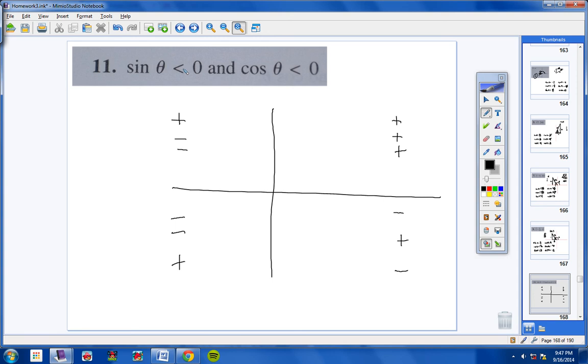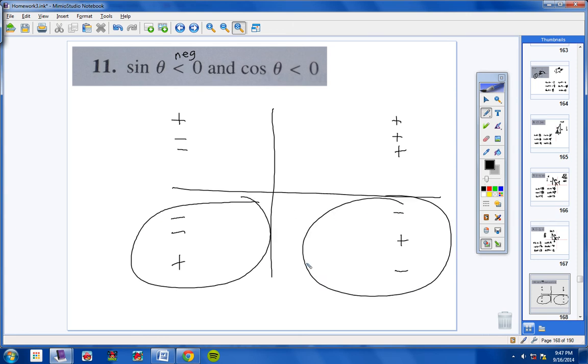Now, okay, first of all, the first clue they give us is sine of theta is less than 0. In other words, when you take the sine of theta, it'll be less than 0, so the sine of theta is a negative number. Less than 0 means negative number. So which quadrant is sine negative in? Well, sine is negative in quadrant 3, and sine is negative in quadrant 4. So we've narrowed it down to 2. Cross this off, cross this off.